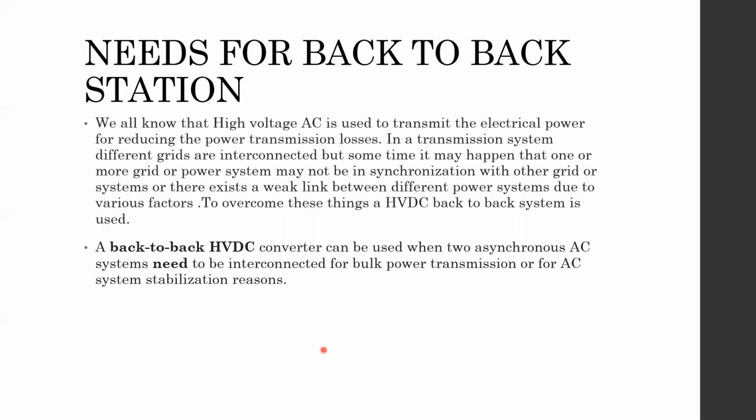What are the needs for back-to-back stations? We all know that high voltage AC is used to transmit electrical power for reducing power transmission losses. In a transmission system, different grids are interconnected, but sometimes one or more grids or power systems may not be in synchronization with other grids, or there exists a weak link between different power systems due to various factors. To overcome these problems, the HVDC back-to-back system is created. It can also be used when two asynchronous AC systems need to be interconnected for bulk power transmission and also for stabilization purposes.